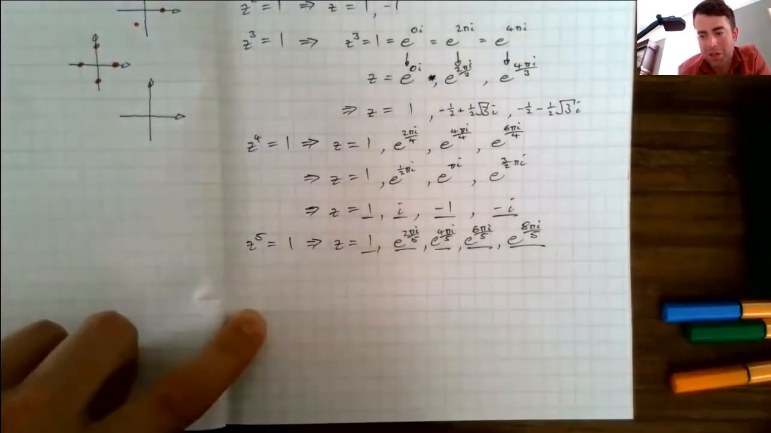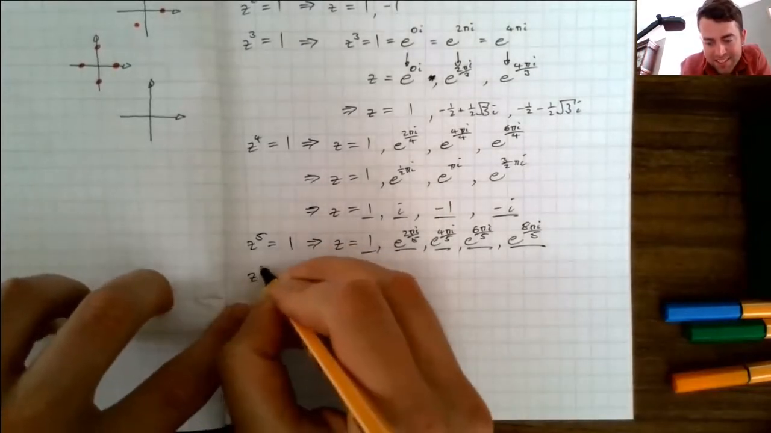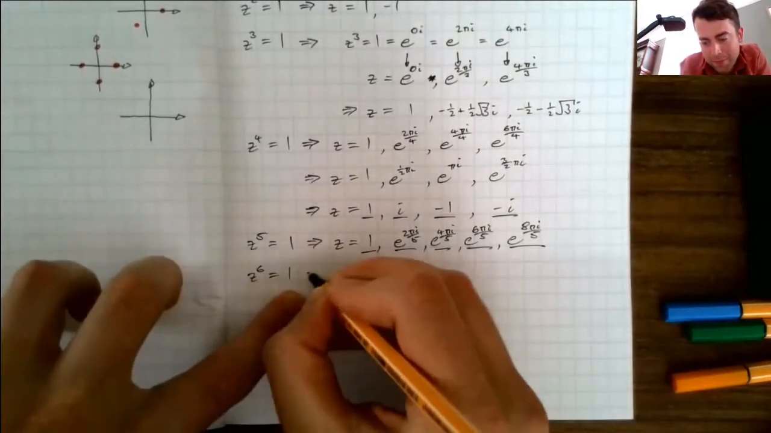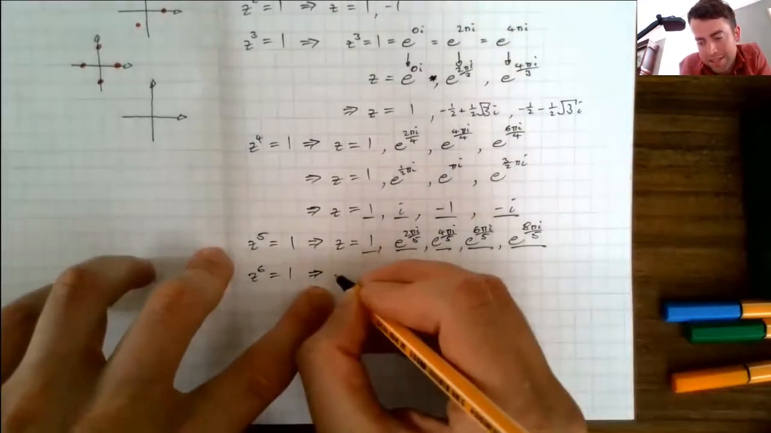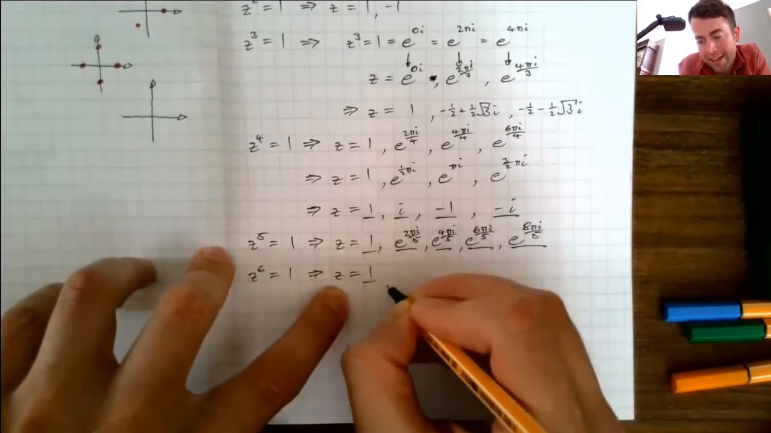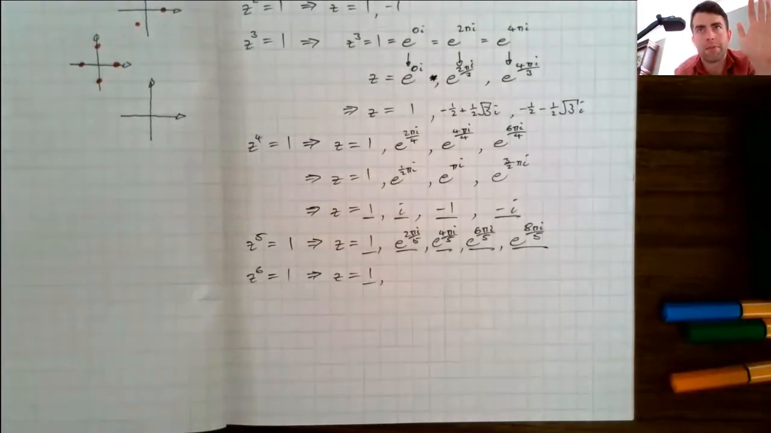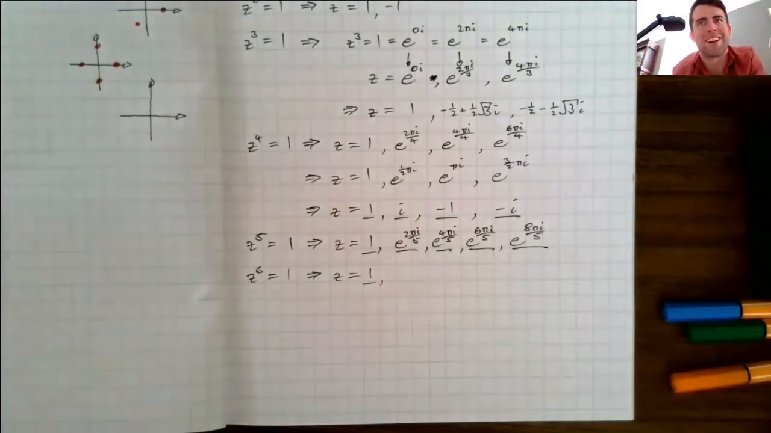I do want to go on to the next one. This is the last one that I'm going to do. The 6th roots of unity, because something nice is going to happen here. So we end up with 1 again. Maybe you can pause here and get ahead. What are the 6th roots of unity going to be? Pause it now, maybe. I'm just going to go ahead and do it.